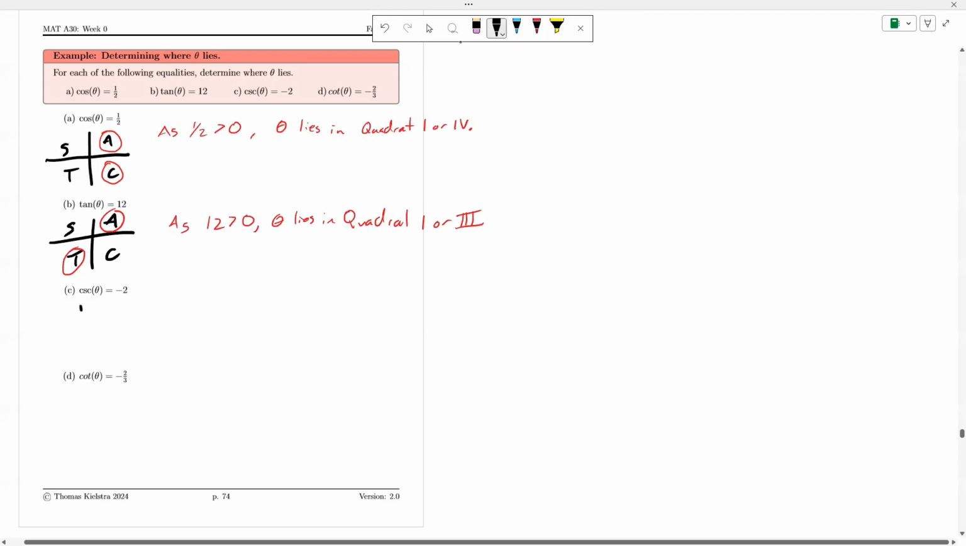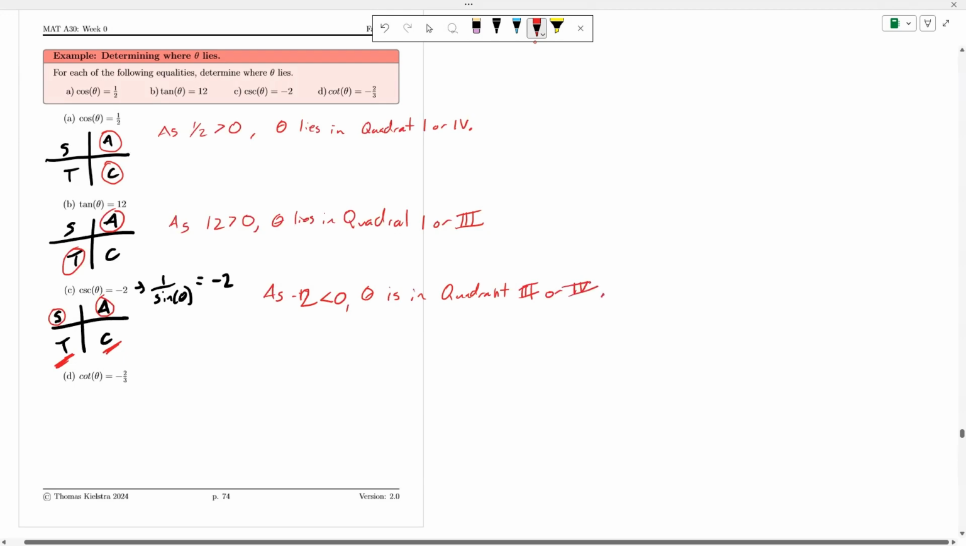Now, cosecant being -2. I'm going to once again draw a CAST, but I'm going to rewrite this. This is 1 over sine theta equals -2. And sine theta is positive in these two quadrants, but as -2 is less than 0, it's not where it's positive. So theta is in quadrant 3 or 4.